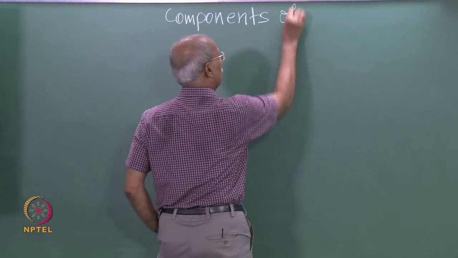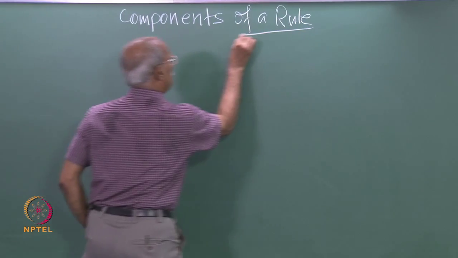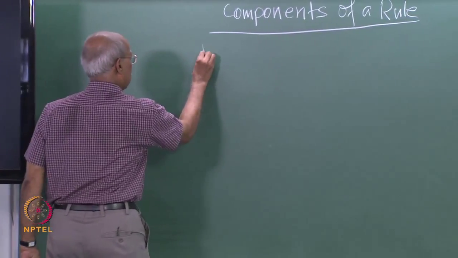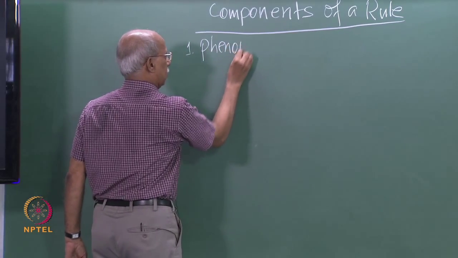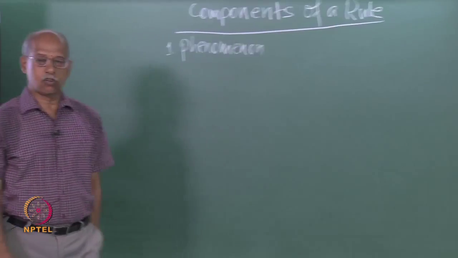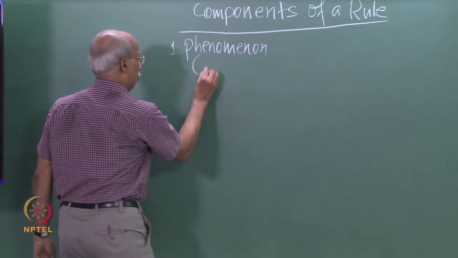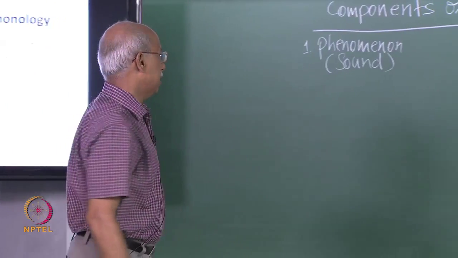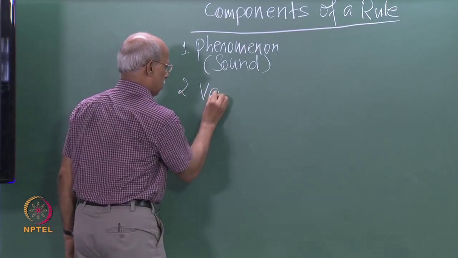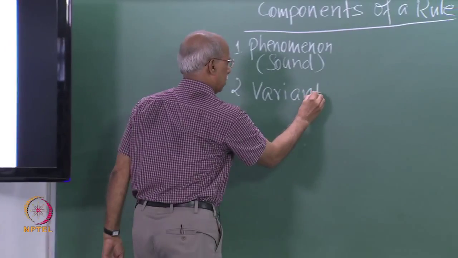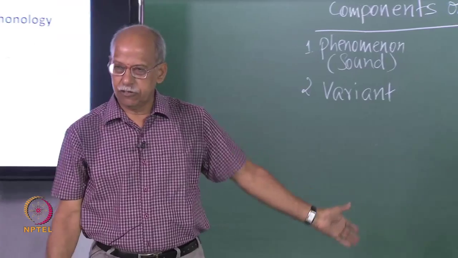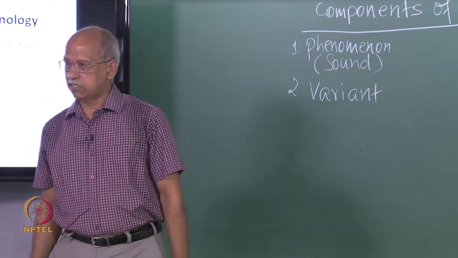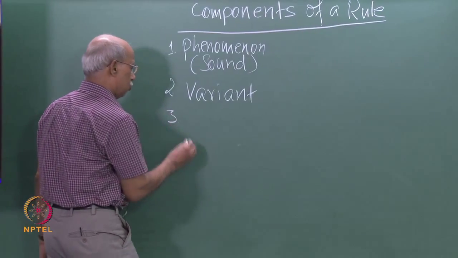Components of a rule. What are the essential components of a rule when you write? Number one, it's a phenomenon. In this case, you can call it sound. It's a particular sound. Okay? Which sound are you talking about? Or which feature are you talking about? Okay? Then it has a variant. That is another sound or another feature, a variation; this changes into that. So, you need this and you need that, okay? And then third is pretty simple, you need context.